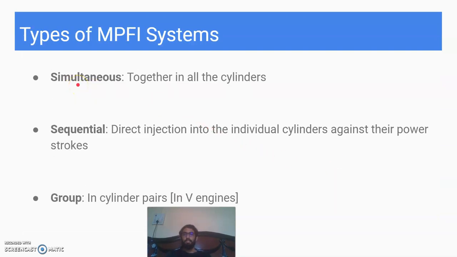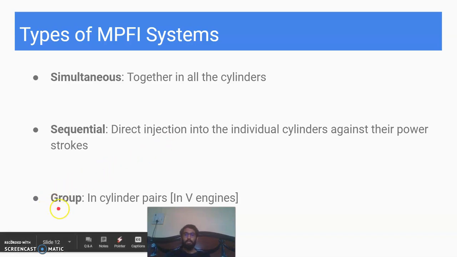So there are different types of MPFI systems. One is the simultaneous MPFI system, in which the injection is done together in all the cylinders. The next one is sequential, in which the injection is done directly into the individual cylinders against their own power strokes. The third one is the group MPFI system, which is commonly used in V engines, in which the injection is done in pairs, in cylinder pairs.